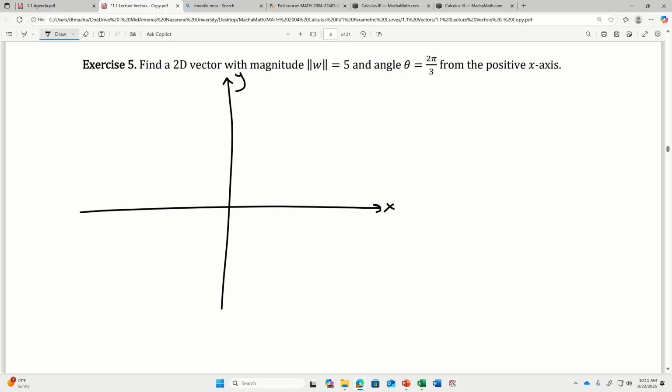When you're doing these, does x always go above y when you're writing the vector? Yeah, that's a good convention to keep.